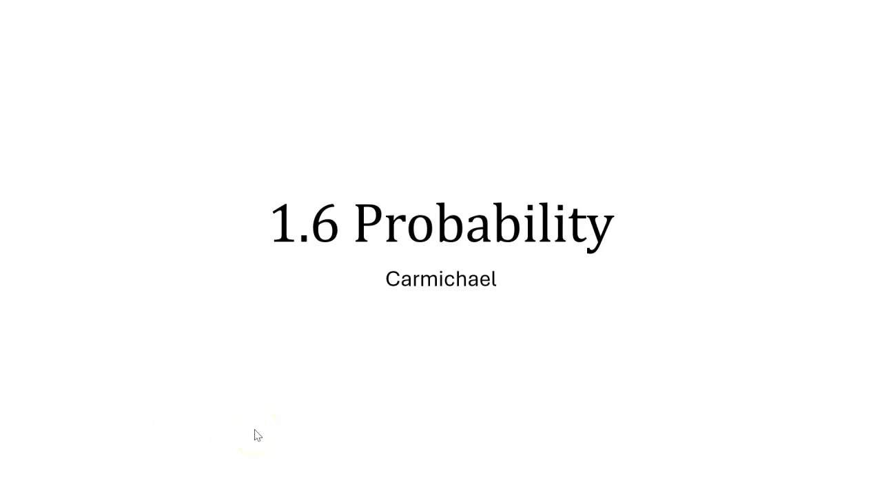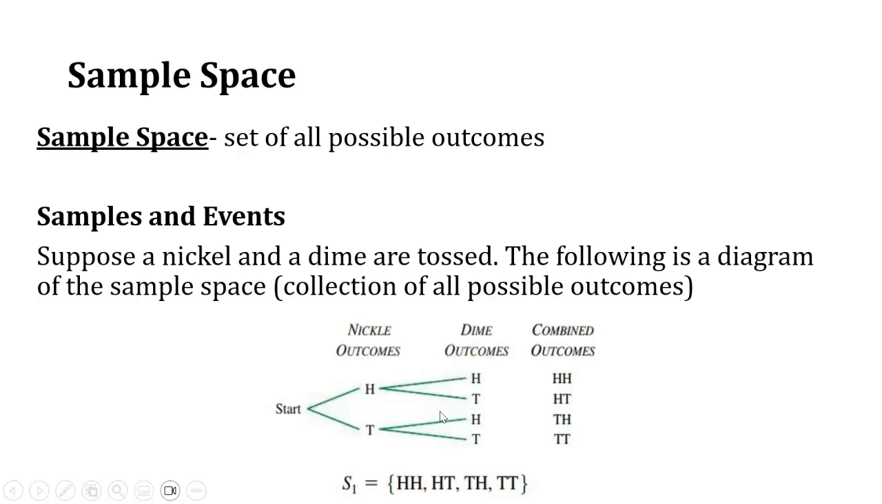In 1.6, we're going to discuss probability and sample spaces. So at the beginning of the chapter, we discussed sample space. So what is a sample space? It's the set of all possible outcomes.